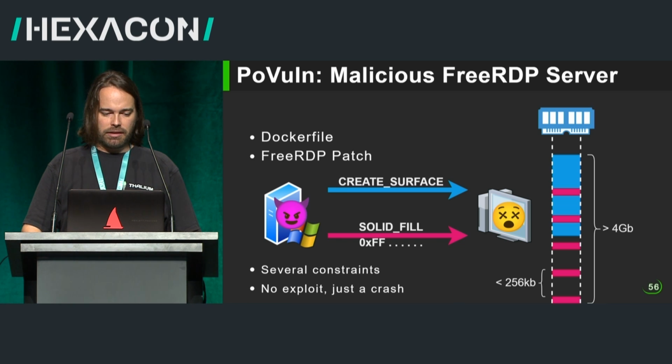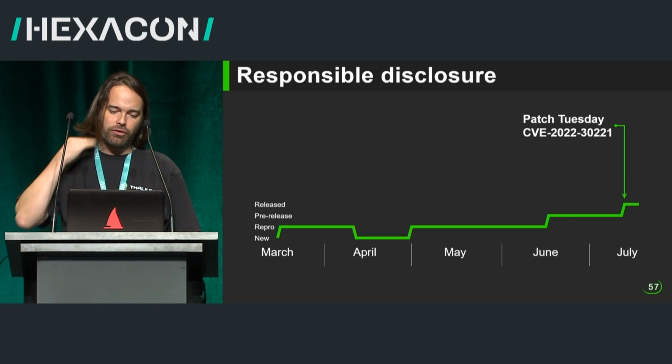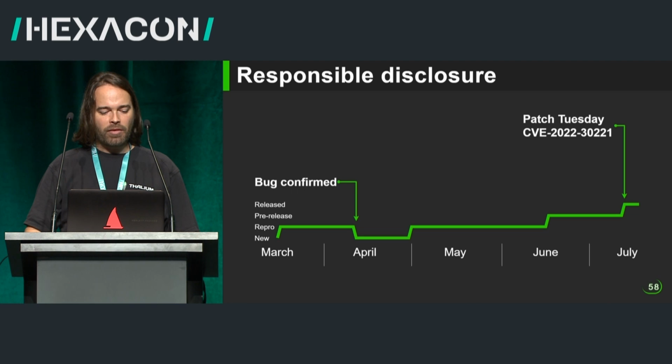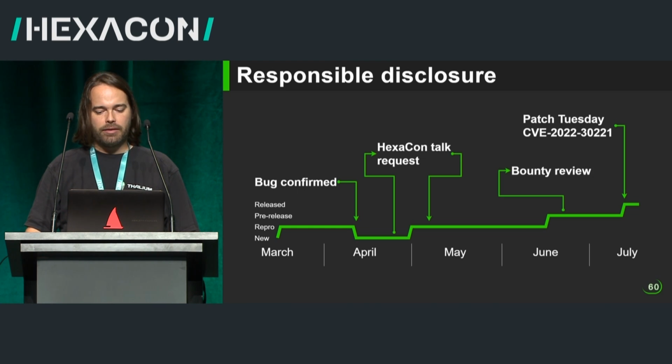We sent this malicious server to MSRC in mid-March together with an analysis of the bug and a few Tenet traces. The bug was fixed 4 months later. Meanwhile, the bug was confirmed in mid-April. They validated our HEXACON abstract, and we inquired about a bounty and were awarded one a week later.